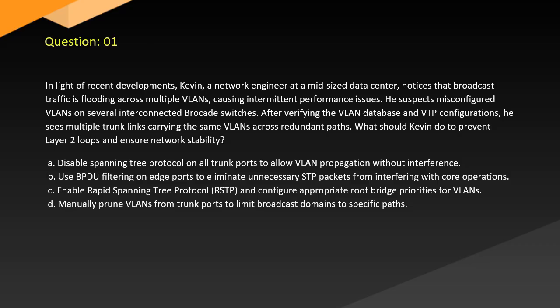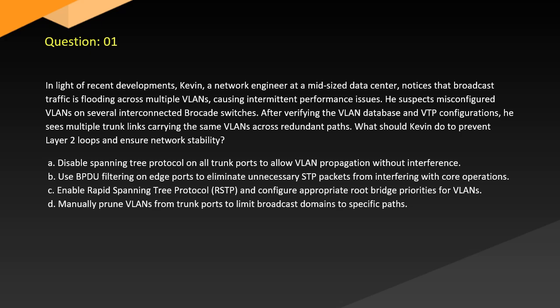Question 1. In recent developments, Kevin, a network engineer at a mid-sized data center, notices that broadcast traffic is flooding across multiple VLANs, causing intermittent performance issues. He suspects misconfigured VLANs on several interconnected Brocade switches. After verifying the VLAN database and STP configurations, he sees multiple trunk links carrying the same VLANs across redundant paths. What should Kevin do to prevent layer 2 loops and ensure network stability?